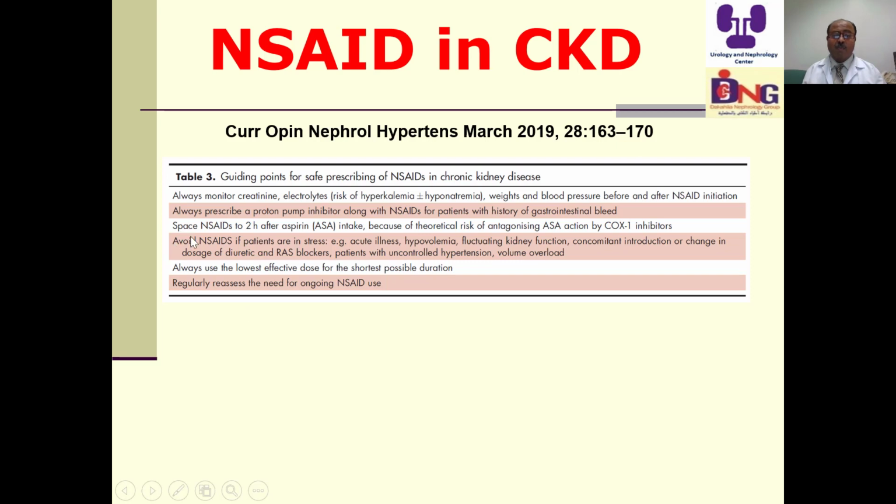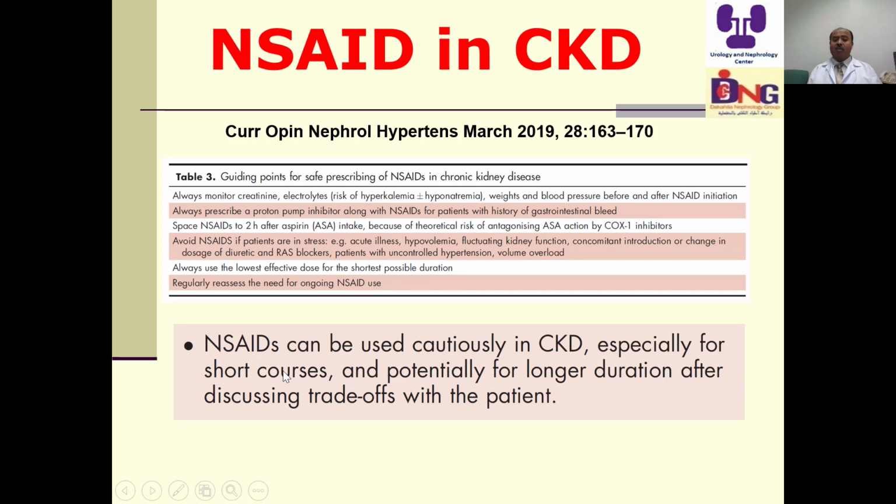This is an important space: NSAID to 2 hours after aspirin, because there is a theoretical risk of antagonizing aspirin action by COX-1 inhibition. Avoid NSAIDs if patients are in stress, acute illness, hypovolemia, fluctuating kidney function, concomitant introduction or change in dosages of diuretics and RAS blockers, or have uncontrolled hypertension and volume overload. Always use the lowest effective dose for the shortest possible duration. Regularly reassess the need for ongoing NSAID use. So it's better to avoid them and to educate our patients and other specialties toward the minimum use of these drugs.